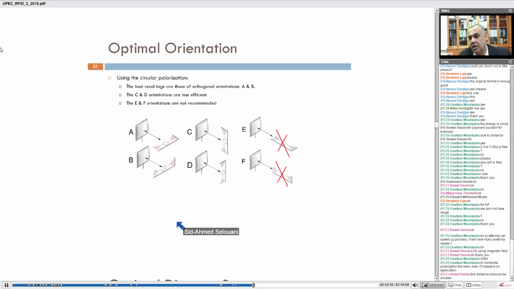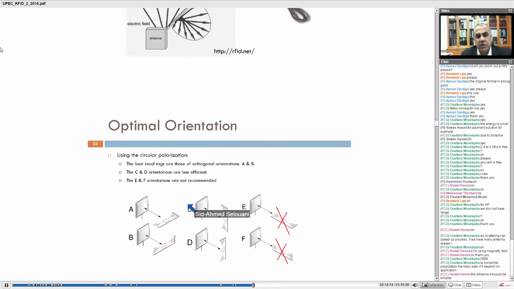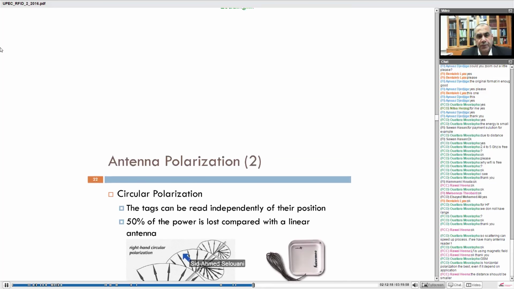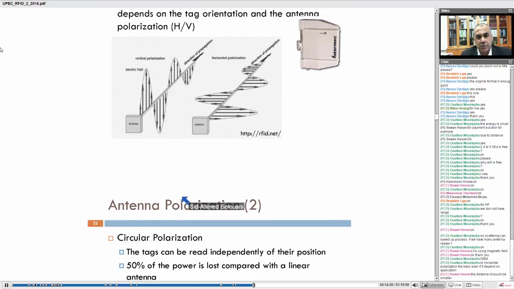Okay. So yes, this is circular. Optimal orientation, this should be smaller. The horizontal distance is the best, even if it depends on the application. Not really. Just let me explain to you.